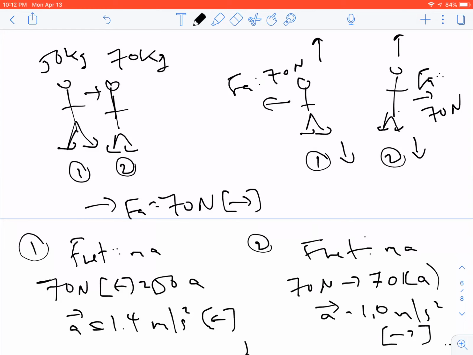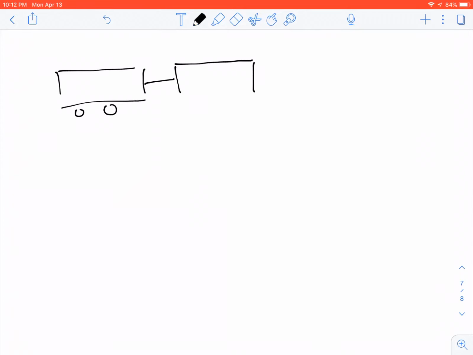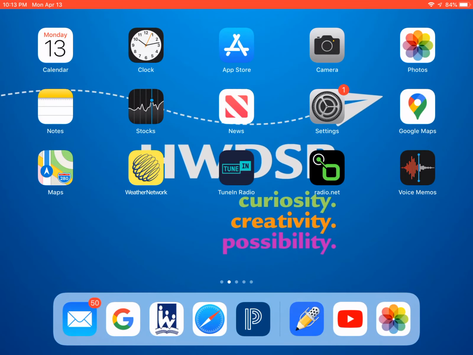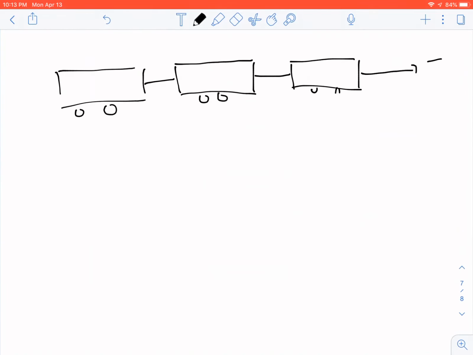Now I want to extend this a little bit, and I want to look at a situation where I've got a toy. The toy has got 3 parts to it, all on wheels. This one, and there's a little piece of string that connects this one to this one, and there's a piece of string that connects this one to this one, and then there's a piece of string here that the person can apply a force to and pull the whole train along.